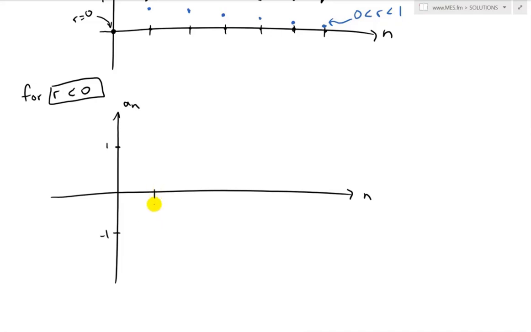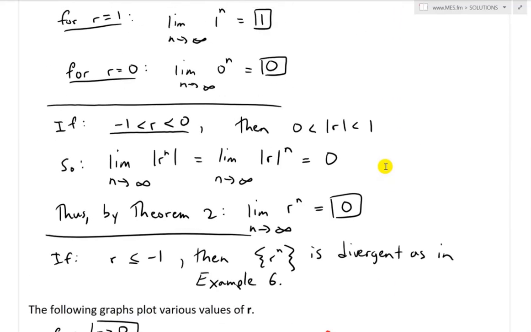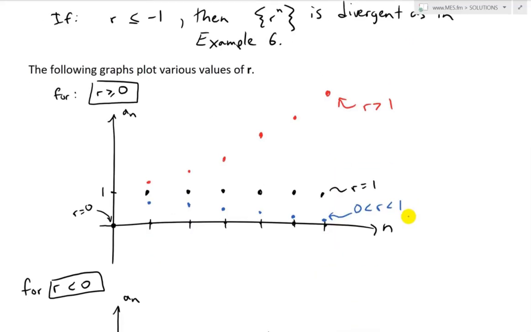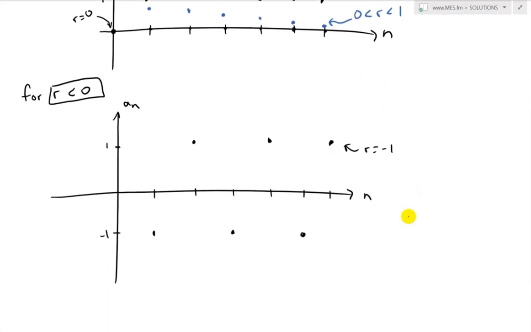So negative 1 to the power of 1 is negative 1. Negative 1 to the power of 2 is positive 1. And as you can see, it just keeps alternating across, and it's divergent. And it goes down like this. This is at r equals negative 1. The next one we'll draw is when r is less than negative 1. Remember that is just divergent, and this is just alternating, but even further.